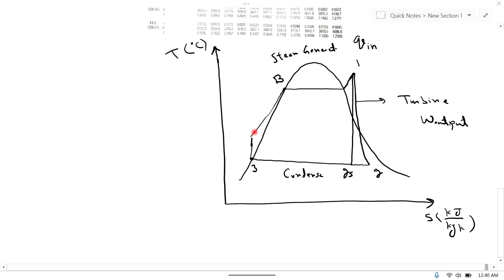From 3 to 4, this point 4 is the ideal case. In the real case, it will be something like a curve. This is 4. So from 3 to 4, this is the pump, and pump work is input to the system. In the steam generator from 4 to 1, steam is produced and heat is supplied to the system. From 1 to 2 this is turbine work, the work output of the system. And from 2 to 3 this is the condenser, where heat is rejected.